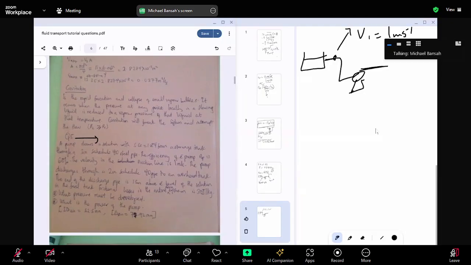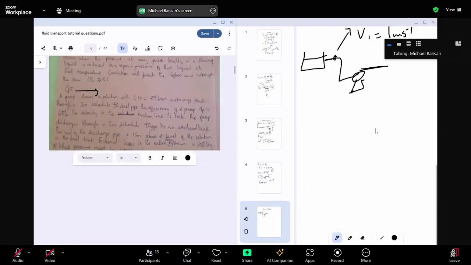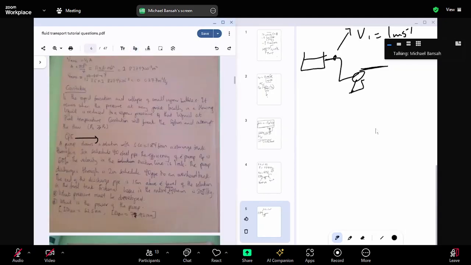Now look here, from where I'm reading the question. This part, right? It says the end of the discharge pipe is 50 meters above the level of the solution in the feed tank. So this is my overhead. I am pumping it overhead into a tank.